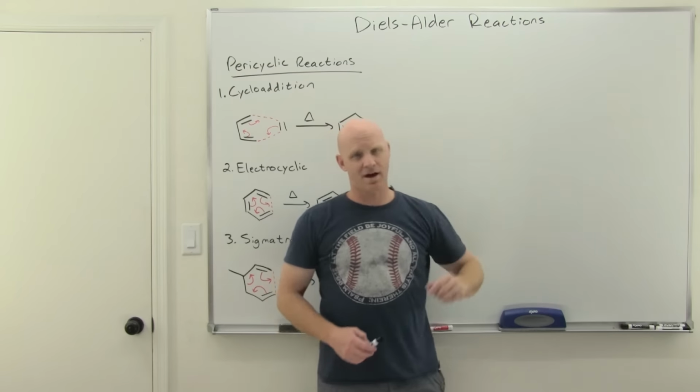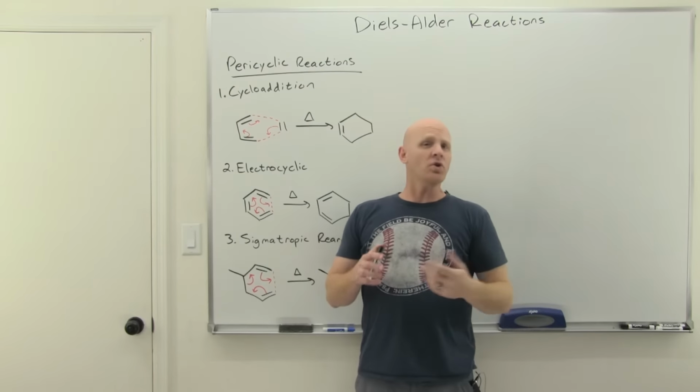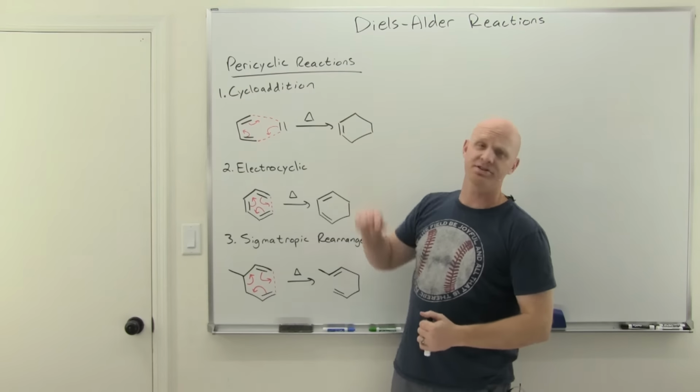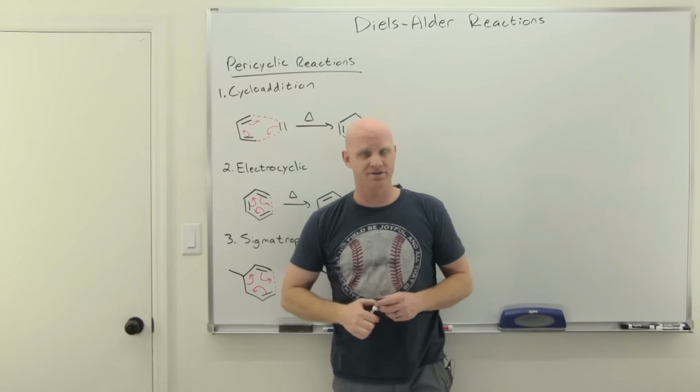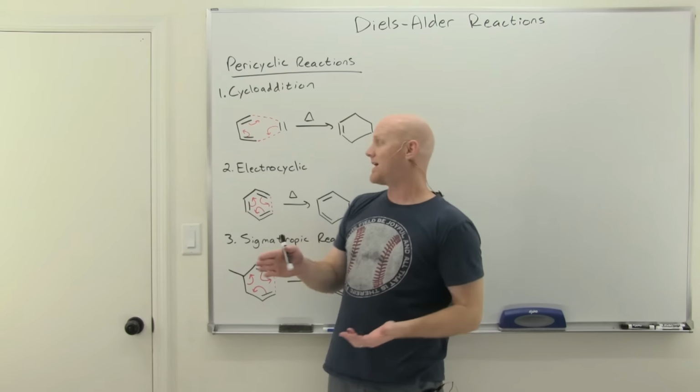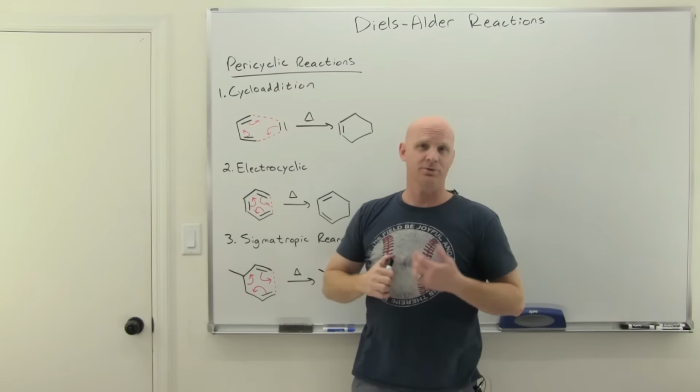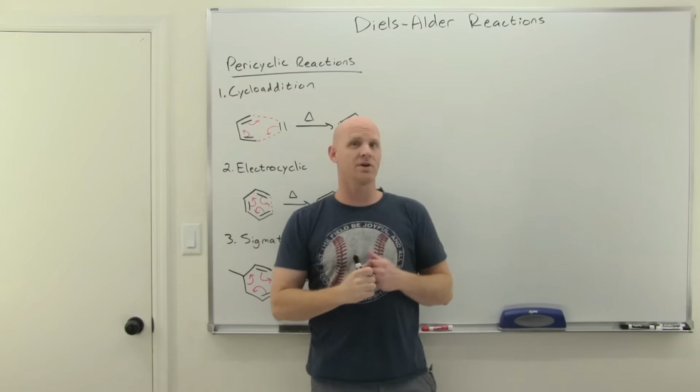Diels-Alder reaction is going to be the topic of this lesson, and it turns out a Diels-Alder reaction is just a type of cycloaddition reaction, and a cycloaddition is one of the three types of pericyclic reactions. Now, for many of you, you may not actually even study any of the rest of these pericyclic reactions, and you may only study just the Diels-Alder.